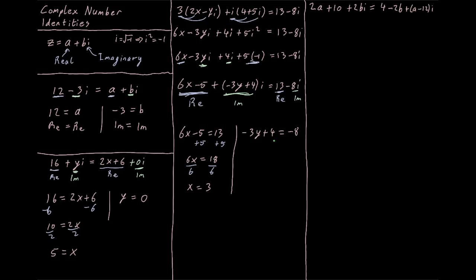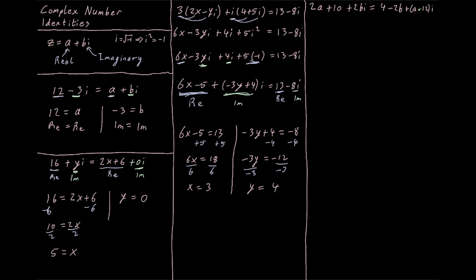You can do the same thing here, minus 4, because I want y by itself, I don't want that 4 units there. Minus 3y is equal to minus 12, divide both sides by minus 3, and y is going to be equal to 4.